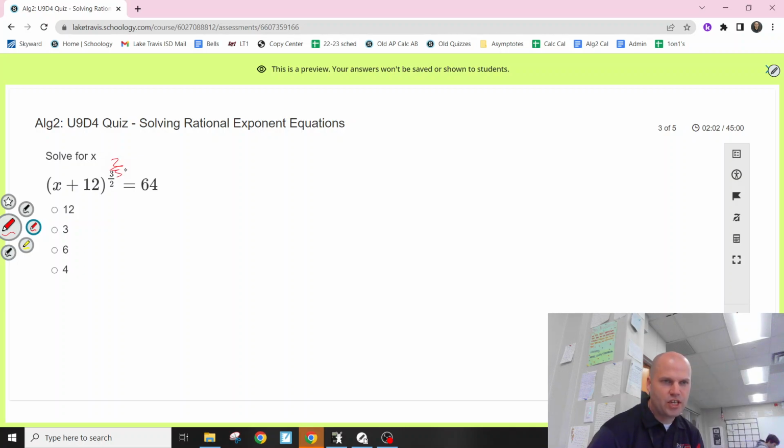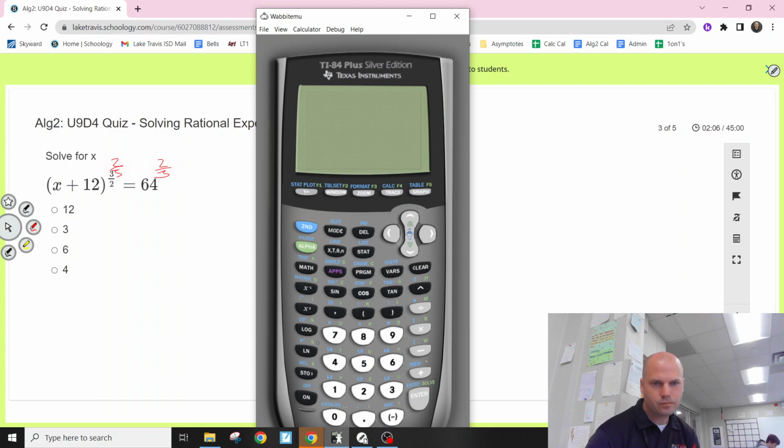No. So since the exponent's isolated, I can go straight to getting rid of it. I don't know what 64 to the 2/3 is, so I'll use my calculator to do it. And I get x plus 12 equals 16. I'm going to finish off by subtracting 12, and I get x equals 4.